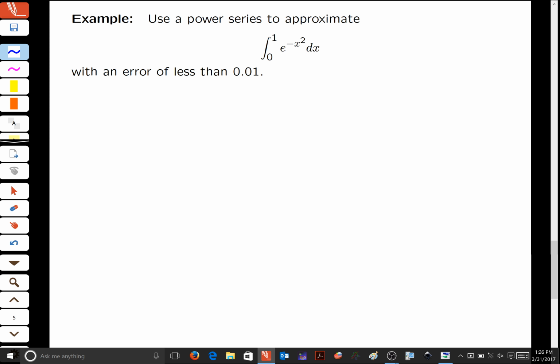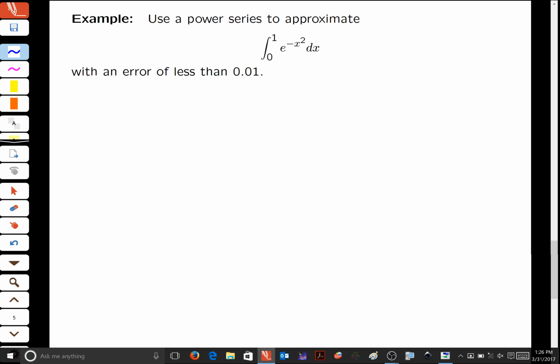Let's look at this one. Use our power series to approximate the integral of e to the minus x squared with an error of less than 0.01. Remember, way back when we first started talking about u substitution, I told you there were some integrals that you just couldn't evaluate, but we knew they had answers. This is one of those ones you just can't evaluate. E to the minus x squared, because if you make u equal to minus x squared, you have a minus 2x in your du term. There's no x term down in front of that e. We can't integrate that any other way than a series expansion.